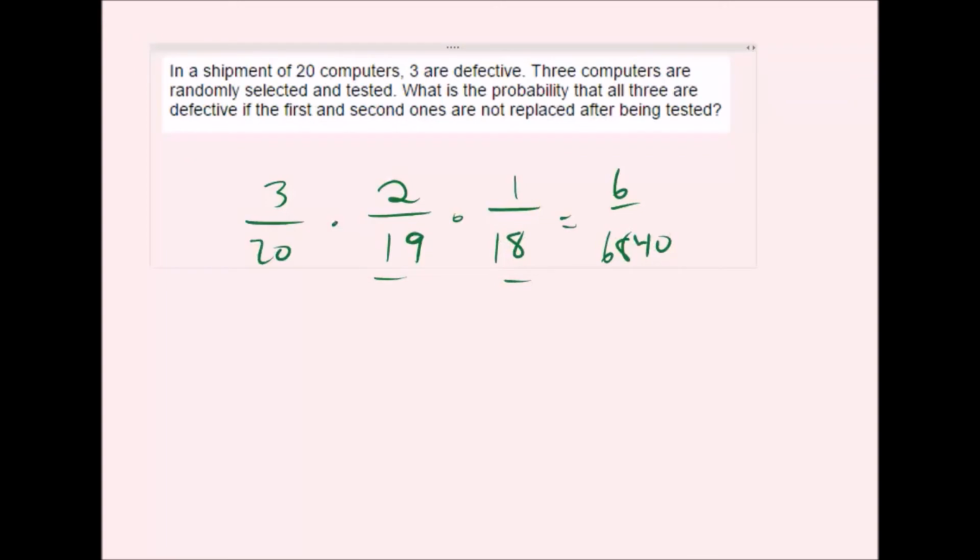And if we're going to simplify that, we can divide the top and bottom by 6. So we get 1 over, we'll divide 6840 by 6 and get 1140.